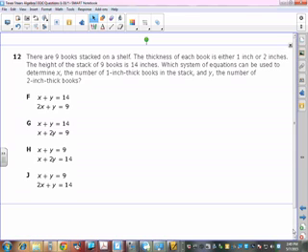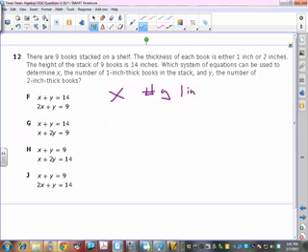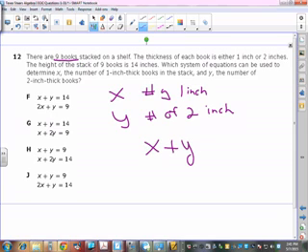Okay, all right. We've got books. Okay, X represents the number of 1-inch books, and Y represents the number of 2-inch books. And there's 9 books altogether. Okay, and the stack of the books is 14 inches. Okay, so we want a system. First of all, X, the 1-inch books plus the 2-inch books, how many books did they say they were?